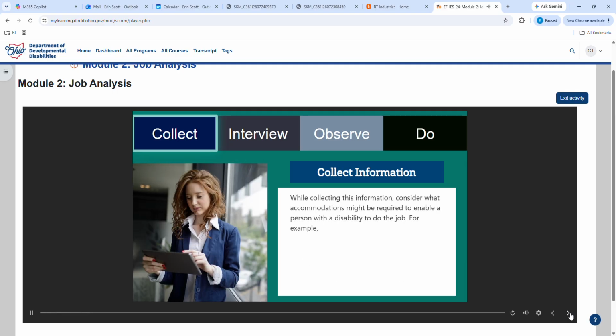While collecting this information, consider what accommodations might be required to enable a person with a disability to do the job. For example, will some modification of working hours be required, such as starting time, finishing time, or the length of breaks?